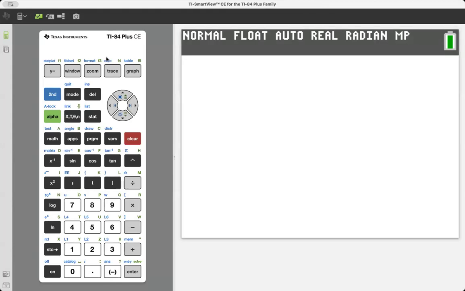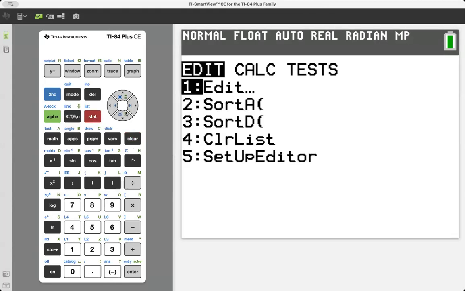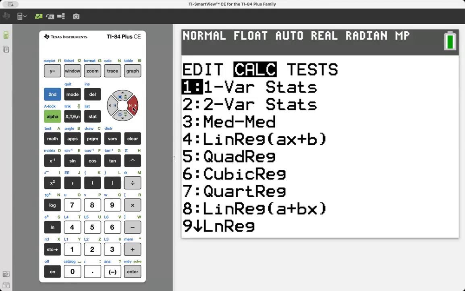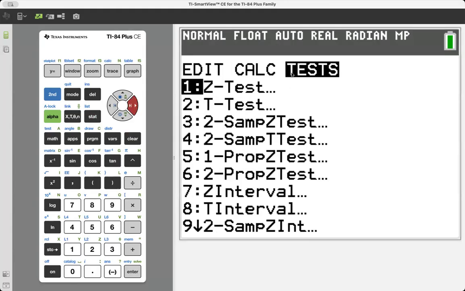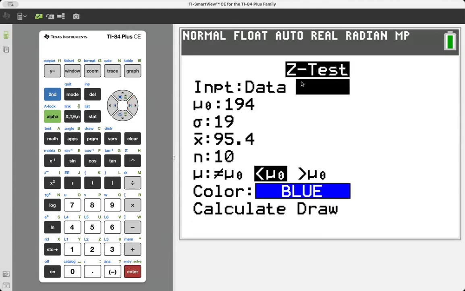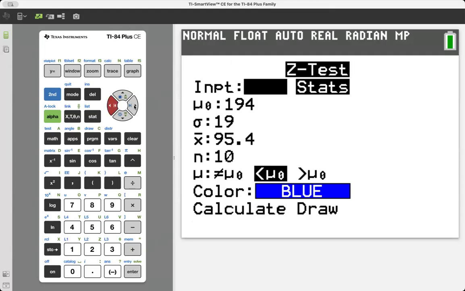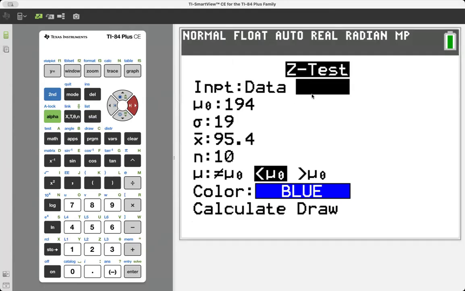Okay, so we're going to press stat, and we're going to go to tests, which we have not done before, and we're going to go to z-test. Z-test has 2 types of input at the top, data and stats. For this problem, we're going to highlight stats and hit enter on it. It's already by default there.